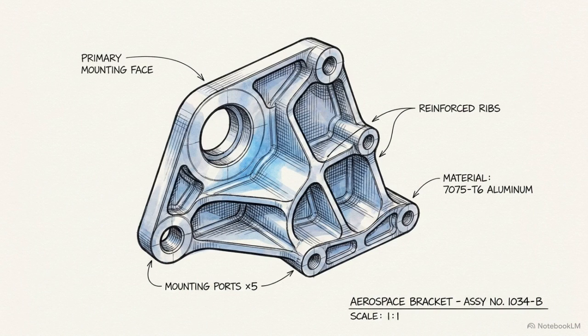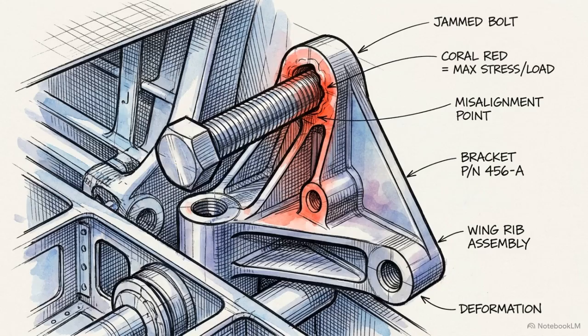A tiny deviation, like a single degree off perfect, might seem harmless on a standalone component. But when that aerospace bracket mates to a larger assembly, that misalignment prevents the mounting holes from aligning, concentrating the load onto a single fastener. This diagram shows the math behind standard angular tolerancing.